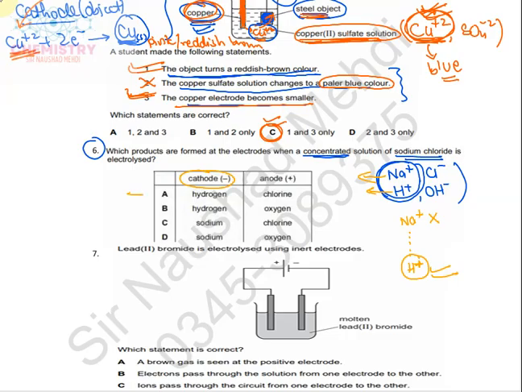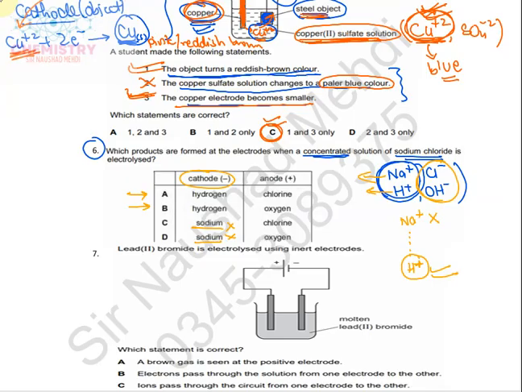So the answer is either option A or option B, because in options C and D sodium is given. Now look at the anions. In the case of anions, you have to check whether your solution is concentrated or dilute, right? Whichever anion is present in the greater quantity will get discharged.